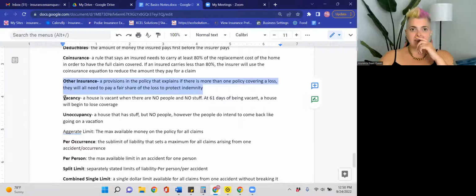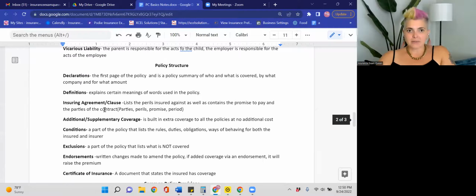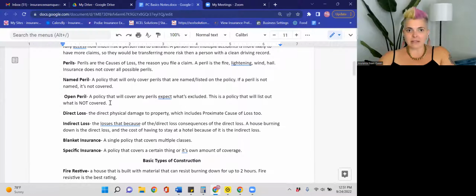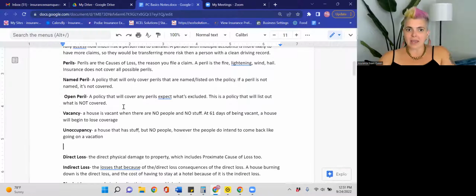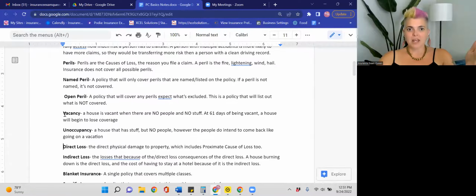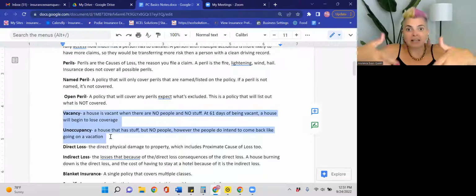All right. Vacancy versus unoccupancy. Now, when we think of the house being covered, most houses, we're talking about these words. If you're covering a house, we assume you live in the house. Most people live in their house. So when insurance is covering the house, they assume you live there. They assume that you're in the house.